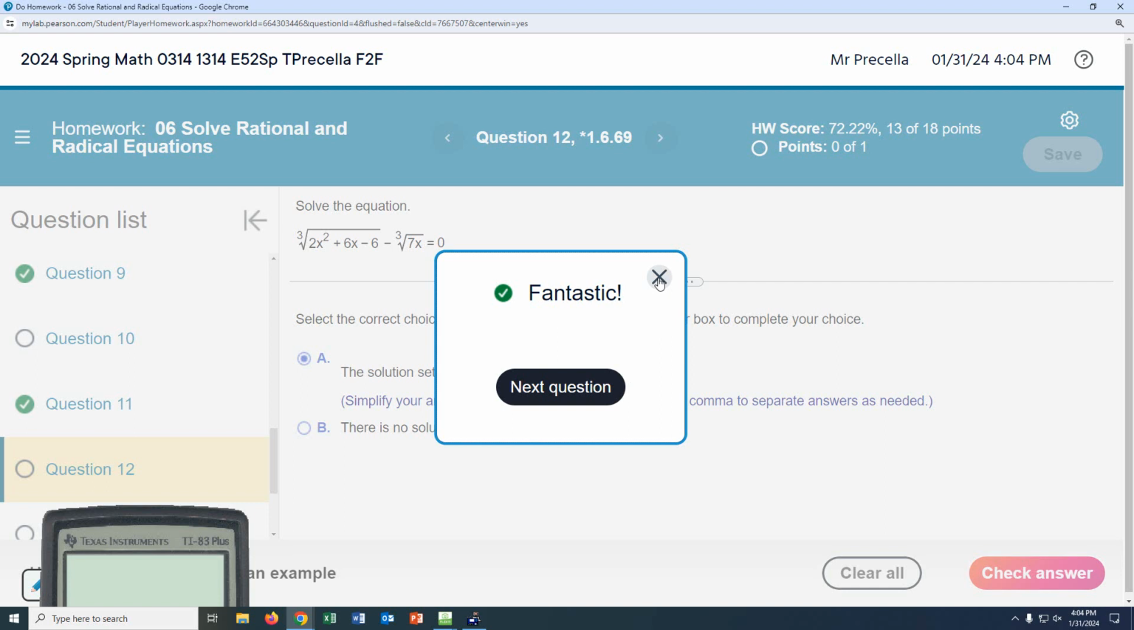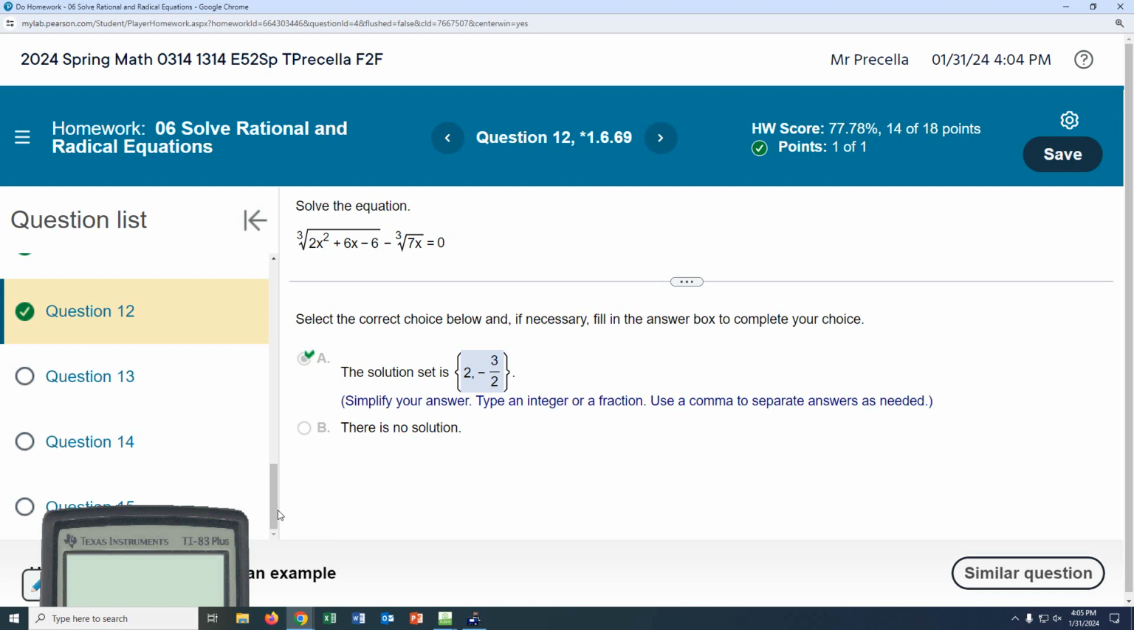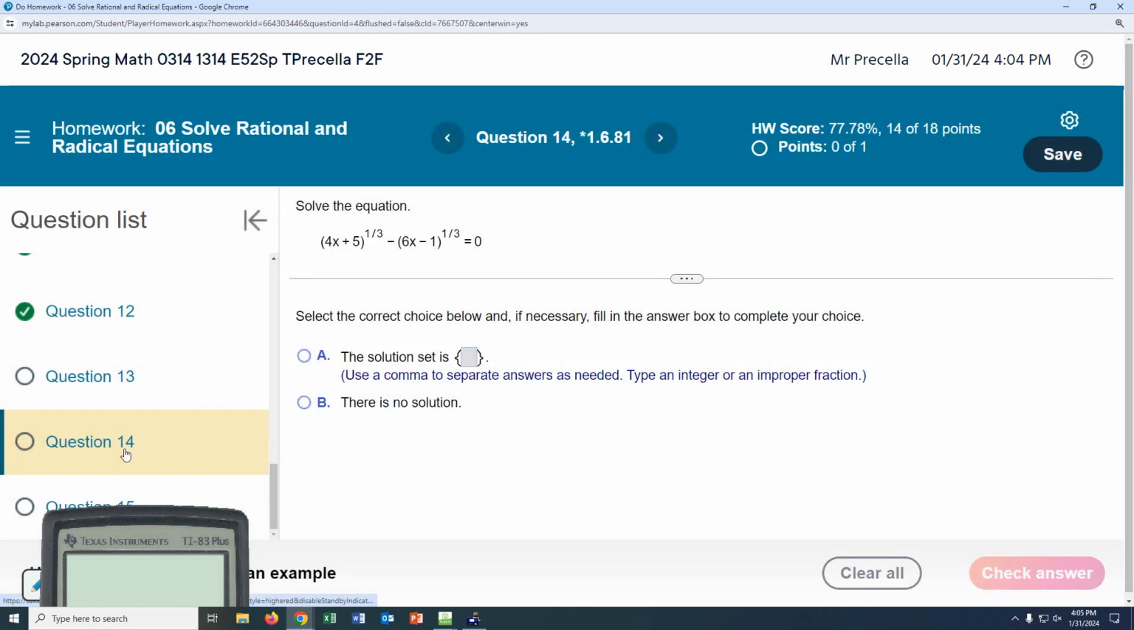The first video up there has every problem done, but we want to do one more. Number 14. Write it down. At first glance, this doesn't look anything like the other problems. There's not a little radical symbol. There's no root, is there? X plus 5 to the 1/3 minus 6x.